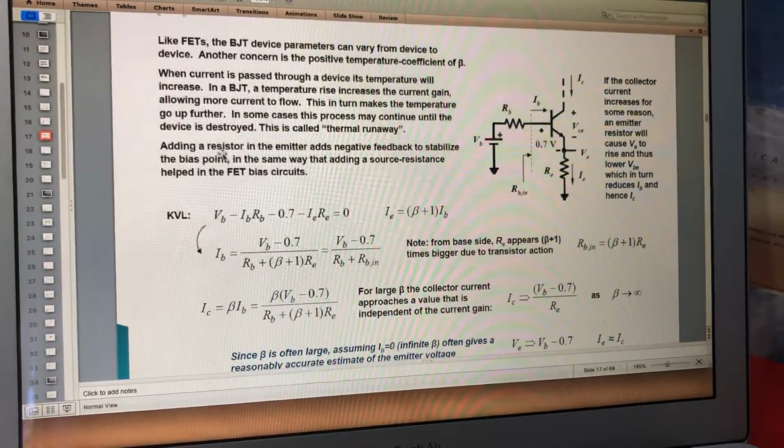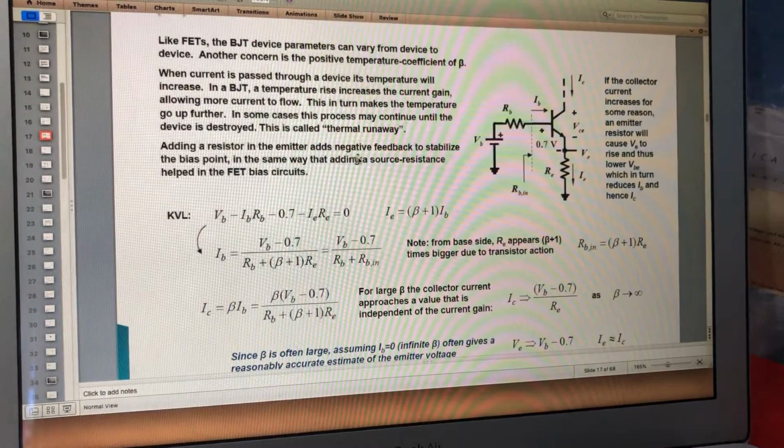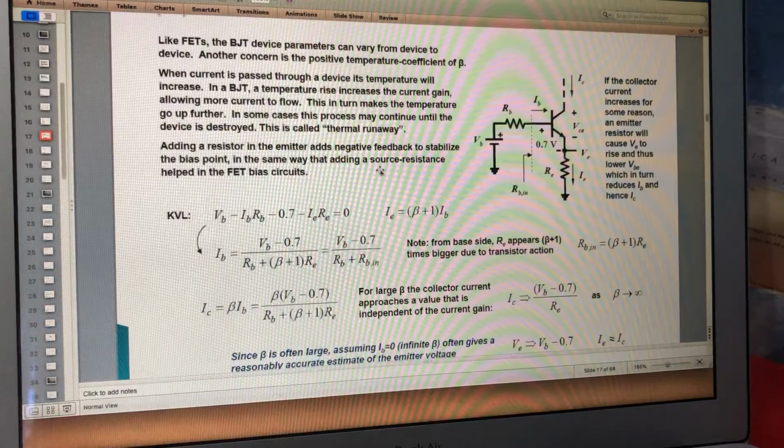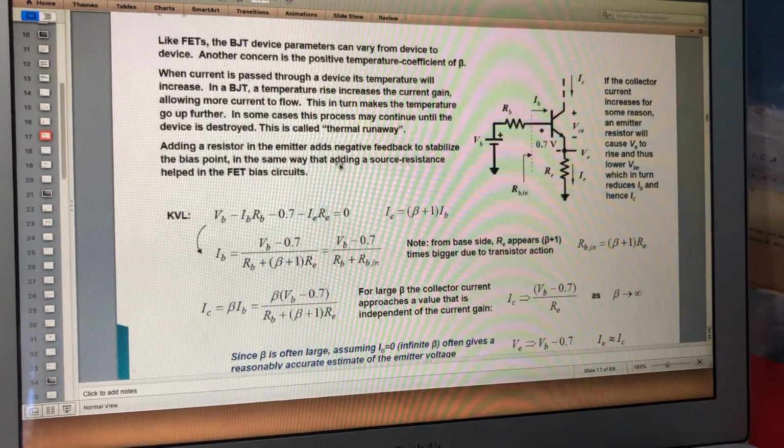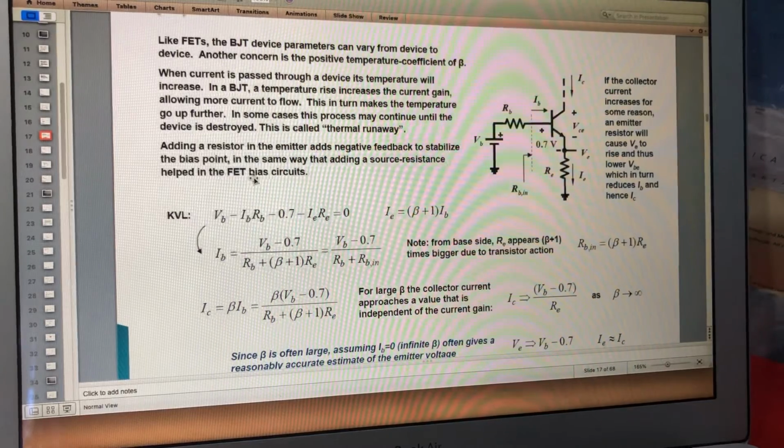So adding a resistor in the emitter adds negative feedback to stabilize the bias point, in the same way that adding a source resistance helps the FET bias circuit. Never mind, we will look into the FET MOSFET in chapter 2.